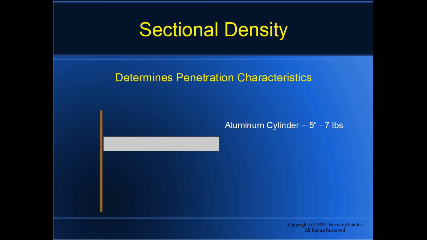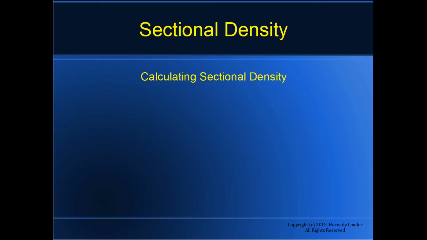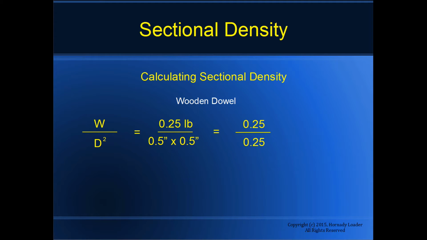Now, we can calculate the sectional density, or the penetration characteristics of a projectile, with the following formula: weight in pounds divided by the diameter squared. So let's take the case of our wooden dowel. Our wooden dowel is 1/4 pound, so it's 0.25, and it's 1/2 inch in diameter. So at the bottom of the formula I have 0.5 inches times 0.5 inches, and that comes out to 0.25 divided by 0.25. So the sectional density of our wooden dowel is 1.